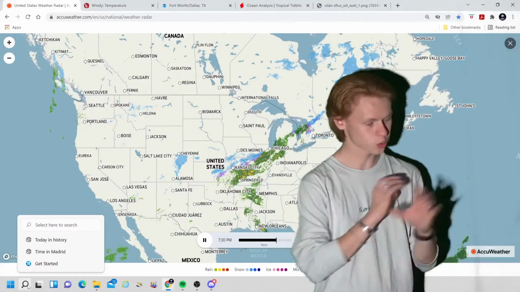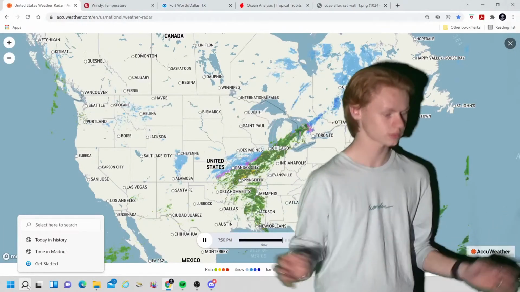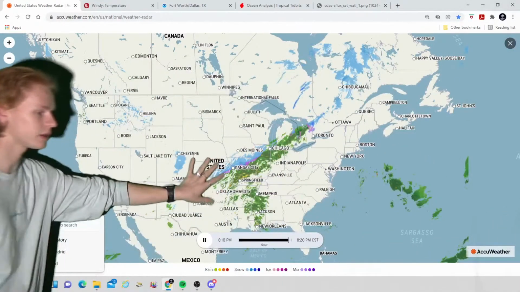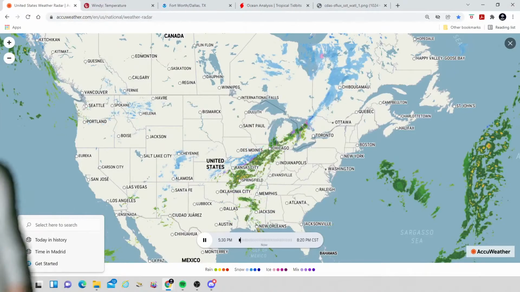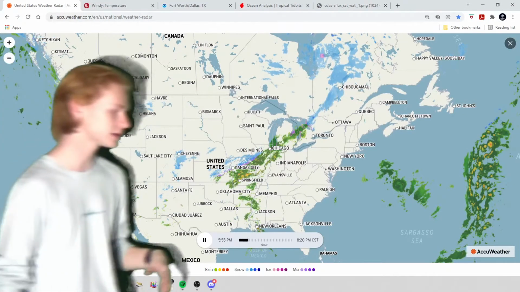Right now, I just want to really talk about this storm. Make sure everyone clearly knows that this storm is currently developing over the central portions of the United States, the Midwest, as you can see.